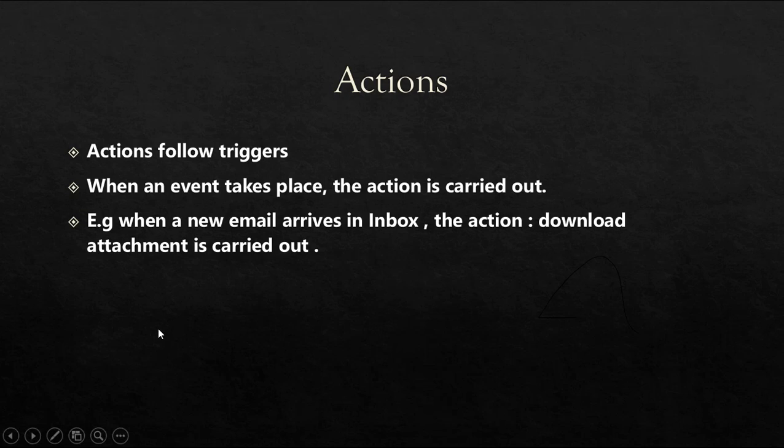After a trigger, we have the actions. Like when a new email arrives, what do I need to do? I want to save the attachment. That comes under the action part. So actions follow triggers. When an event takes place, this action is carried out. So what is that event? An event is when a new email arrives or a row is created in Dataverse. So when a new email arrives in the inbox, download attachment is carried out.